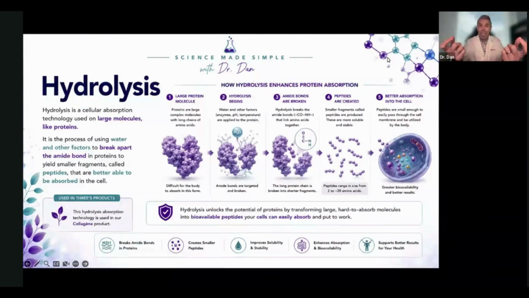And the cool thing is we can actually use other natural ingredients with water to break apart at different, specific amide bonds, so that we obtain specific peptide fragments. And so that's how this works. We take a large protein, a large molecule, we break it up and we create peptides. And now these peptides, with their smaller size, can actually passively diffuse through the cell membrane. And again, we use this hydrolysis approach in our collagen product.